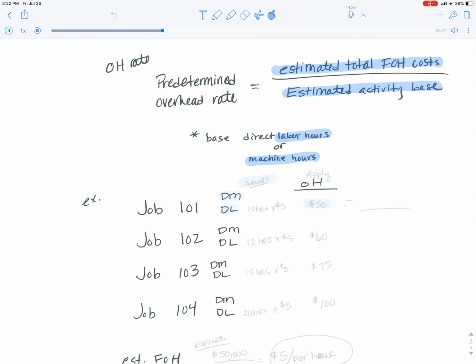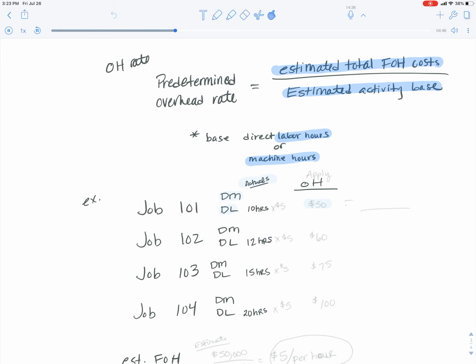First, we need to know how many hours each job had. So let's say there are 4 jobs, and this job took 10 hours. This one took 12 hours, 15 hours, and 20 hours. So that's going to be our actual hours.